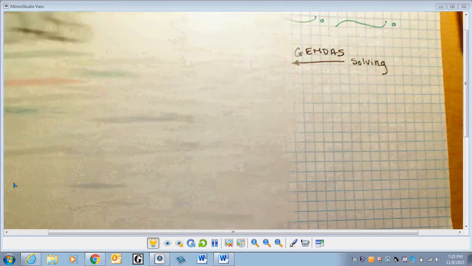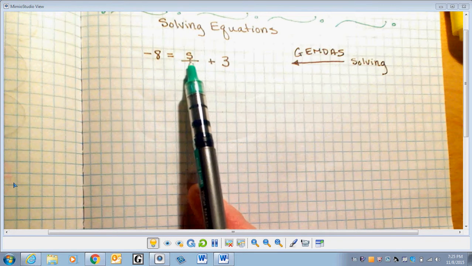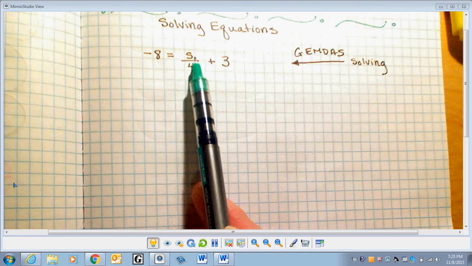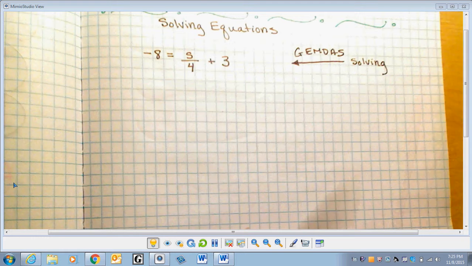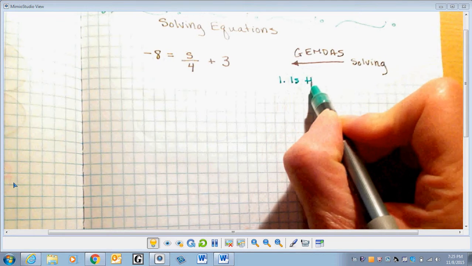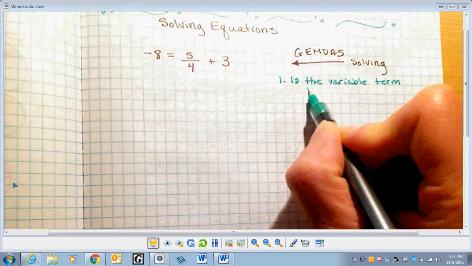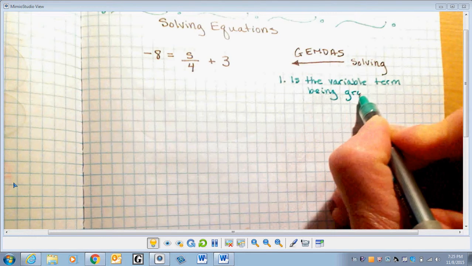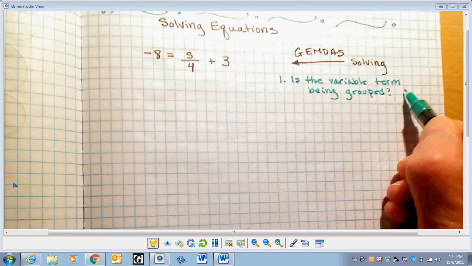When I'm looking here, I'm asking myself, is this in parentheses? Is it underneath the radical sign? Is it being grouped? The answer is, well, you could say it is because it's being divided, or you could say no, it's not because it's being divided. It all depends on how you look at that. So let's write down the question right here: is the variable term being grouped? We're going to look at one where the variable term is being grouped after this one, and that might make it very clear to you. And the answer is no.